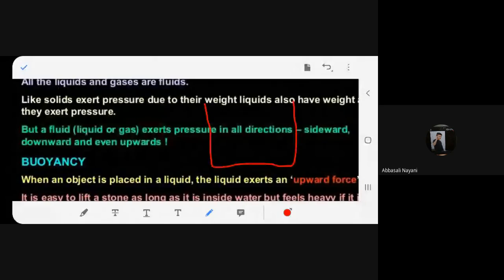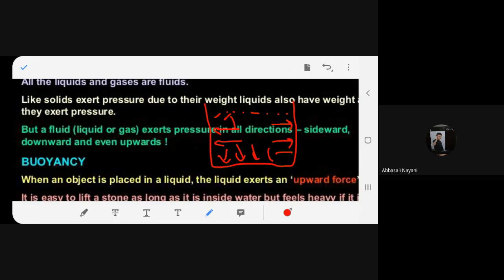I take a container and fill it up with water. What is water doing? Water is exerting force sideways. Yes. It is exerting force downwards. Yes. It is exerting force upwards. You understood now? Did you understand how liquid is exerting pressure in all directions, sideward, downward, and even upward? This is what has been explained.